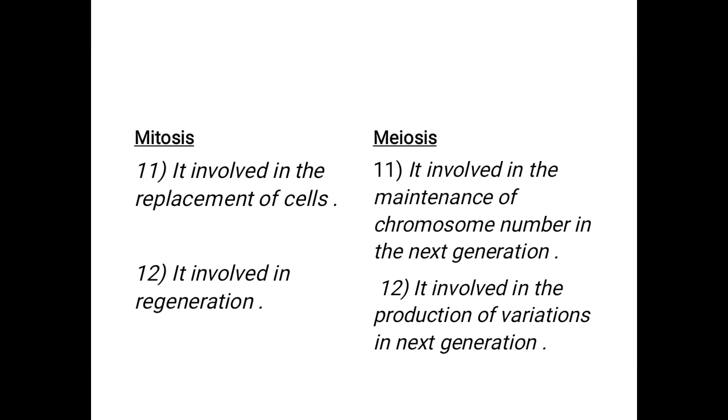The 11th difference of meiosis is, it is involved in maintenance of chromosome number in the next generation. For example, the 23 chromosomes which come from the male and the 23 chromosomes which come from the female meet together and a new cell is formed. This cell has 46 chromosomes. Then in this cell meiosis takes place. Due to this, the new cell will have 23 chromosomes. In this way, it is involved in the maintenance of chromosome number in the next generation.